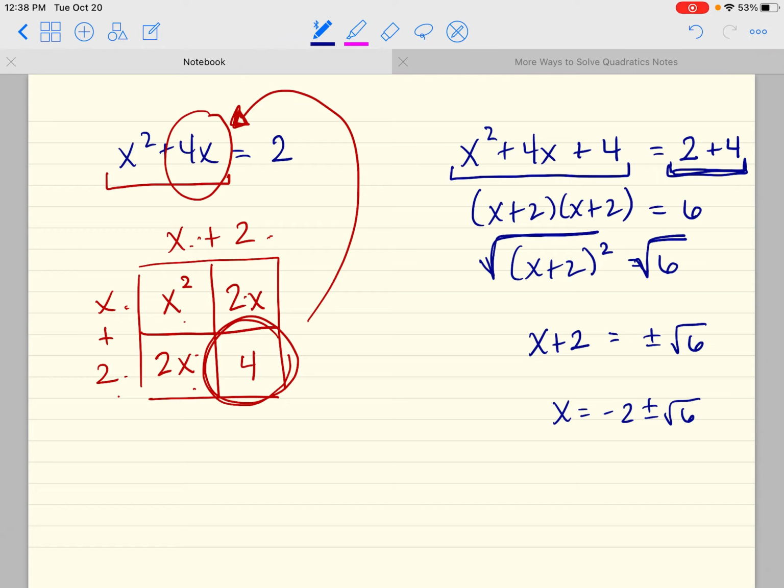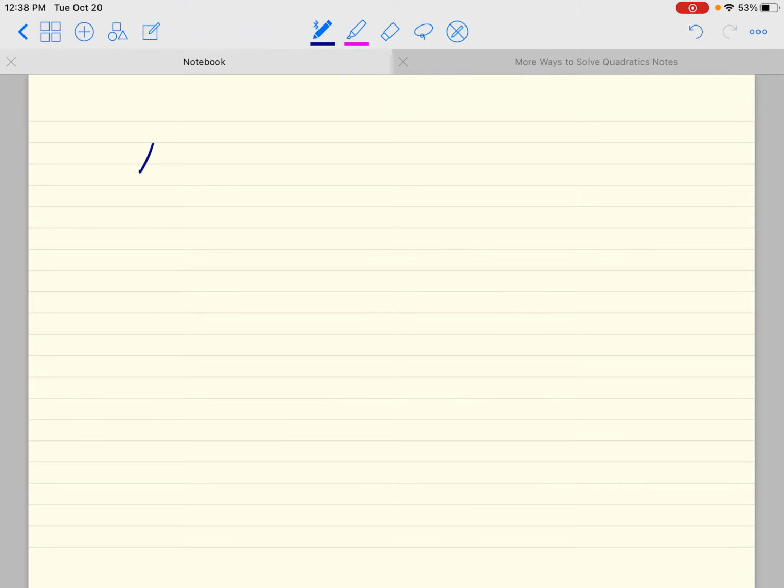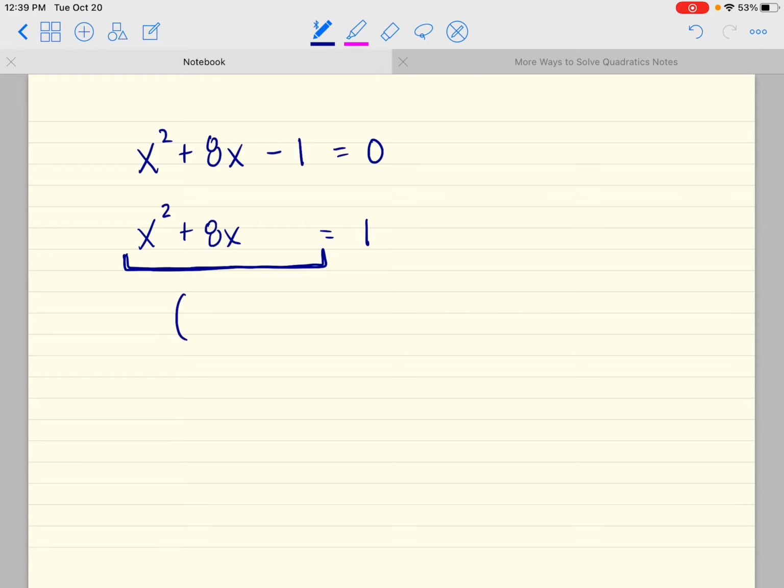root method to solve. Okay, so let me show it to you one more time, and then we'll go back to our note sheet. So for instance, if I had something like x squared plus 8x, and let's say a minus 1 equal to 0. Okay, this minus 1 is going to get in the way. So if I want to try to complete the square because this thing doesn't factor, I'm going to move the minus 1 to the other side by adding it over so that it's a positive 1 there. And then I'm going to try to make this side a perfect square, a trinomial that factors into a perfect square. So I'm going to try to make this side x plus something squared.